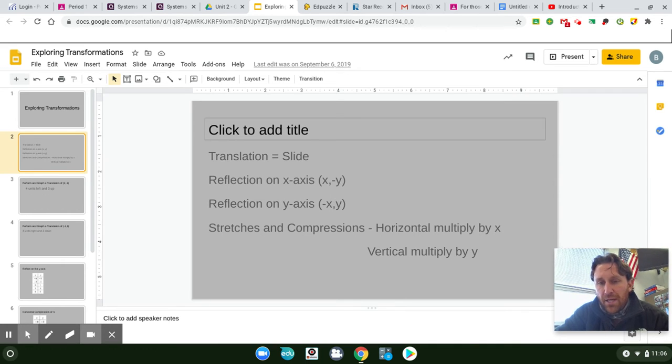You would multiply the x if it's a horizontal stretch or compression, and you'd multiply by the y if it's a vertical stretch or compression. Obviously, stretches make it bigger, compressions make it smaller. So if you're stretching it, you're multiplying by like 4. If you're compressing it, maybe you'd multiply by 1/4.